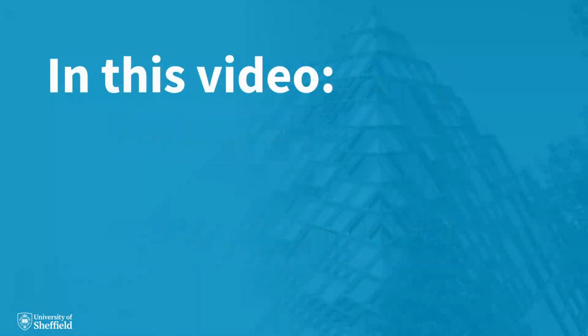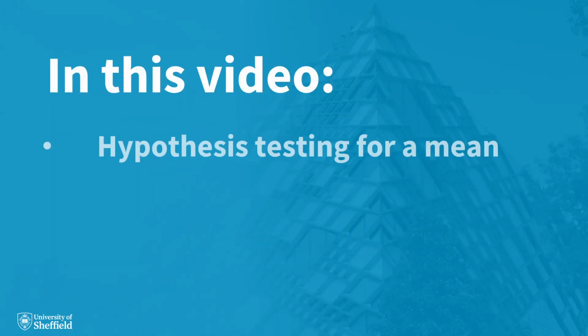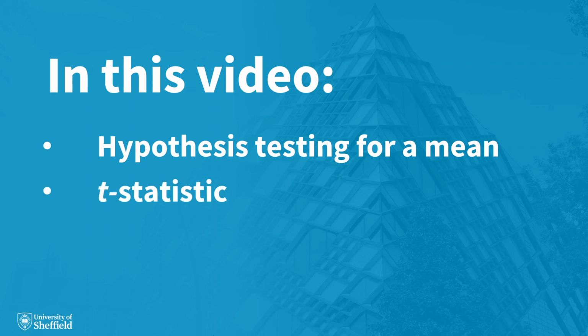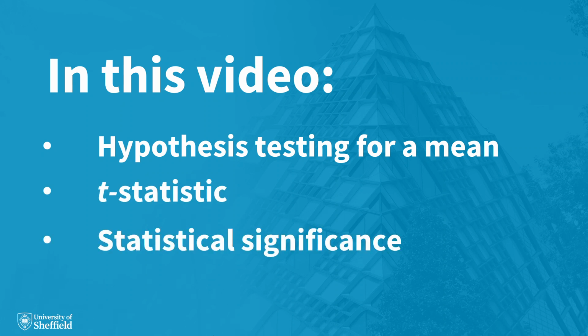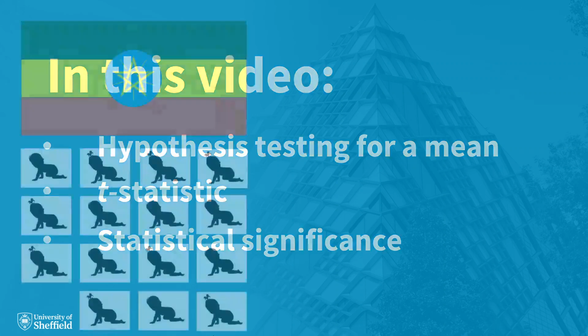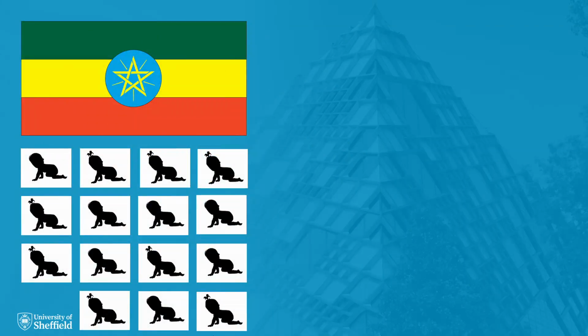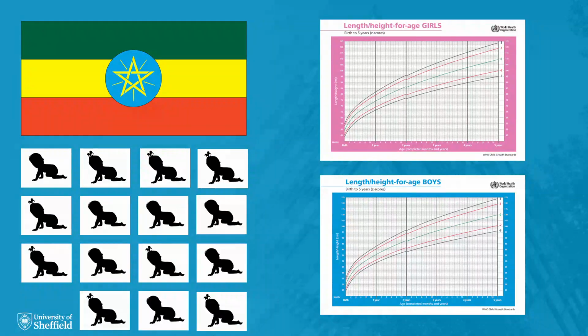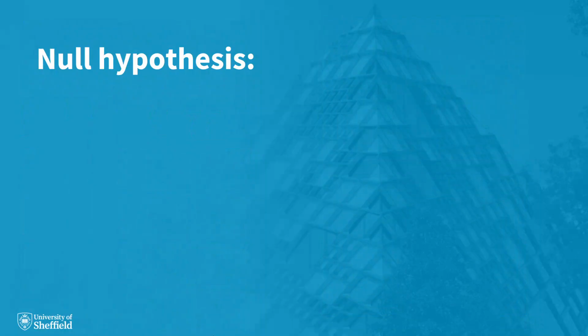Today, we extend the idea of hypothesis testing to explore hypothesis testing for a mean. We will also introduce the t-statistic and the concept of statistical significance. We will be looking at this question: are our Ethiopian children different on average to the WHO growth standards? What is the null hypothesis in this case? We can state the null hypothesis as follows.